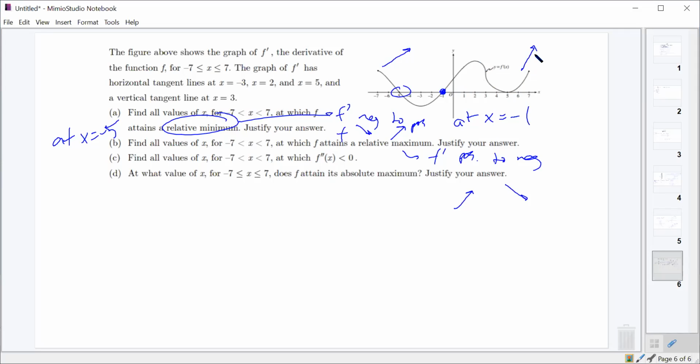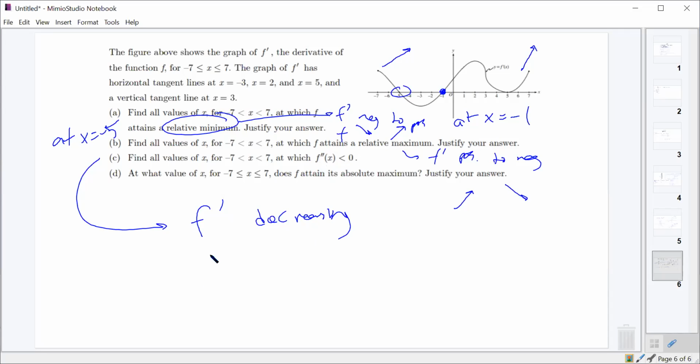All right, for part C, we want the second derivative to be negative. Well, if the second derivative is negative, or the derivative of f prime is negative, that tells us that f prime must be decreasing. So anywhere where f prime is decreasing is when f double prime is negative.